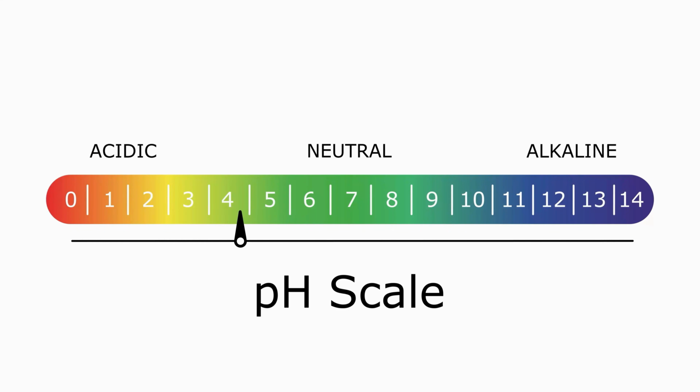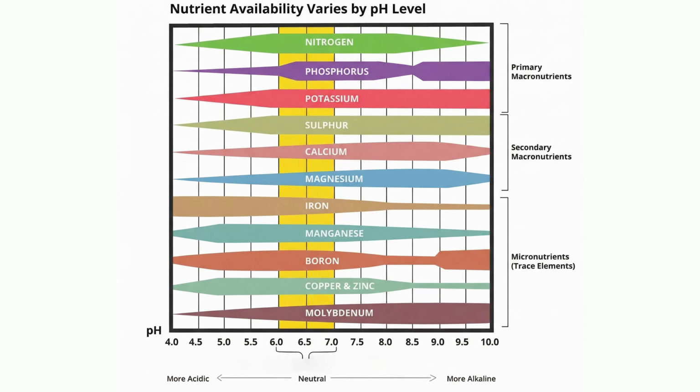pH is simply a measure of how acidic or how alkaline your water is, on a scale from 0 to 14. A pH of 7 is neutral. Below 7 is acidic, above 7 is alkaline. In semi-hydro, the commonly recommended pH range for most houseplants is roughly 5.5 to 6.5.